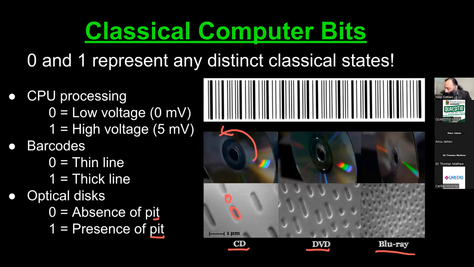If there's no pit, that's an absence of a pit. This is a 0. This is a 1, where there's a presence of a pit. Sorry, this is a pit. That's a 1. This is no pit. So that's a 0. And the difference between the CD, DVD, and Blu-ray that we can see here is the density of zeros and ones. In the CDs, you might have a few megabytes. In the DVDs, you might have a few gigabytes. In the Blu-ray, you might have more gigabytes of data.